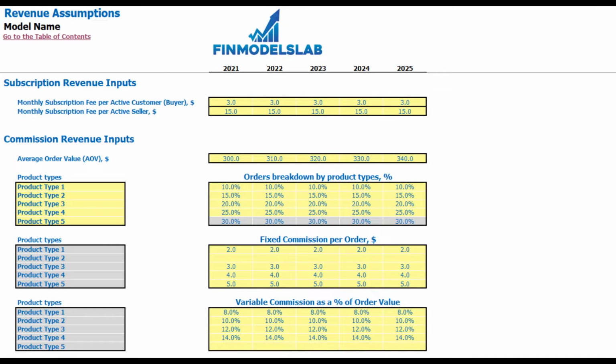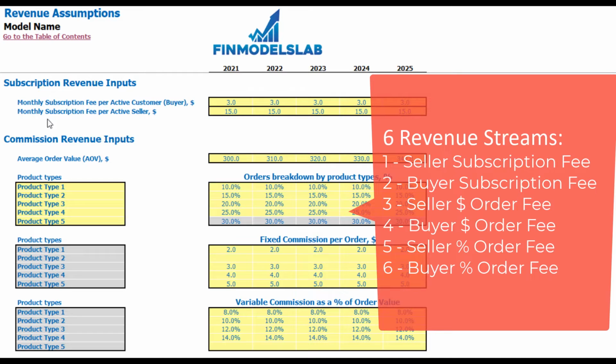On the revenue assumptions tab, you may set up the main revenue drivers for two revenue streams, which are subscription revenue and commission revenue. If you don't have one of these revenue streams, you can just clean up the drivers and you will have, for example, commission revenue in this case. Or you can clean up all the commission revenue inputs. So in this case, you will have only subscription revenue.